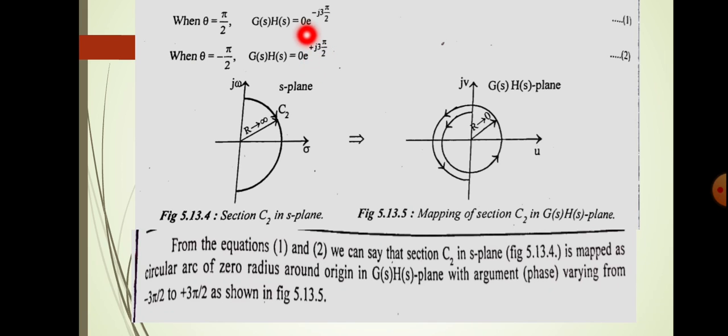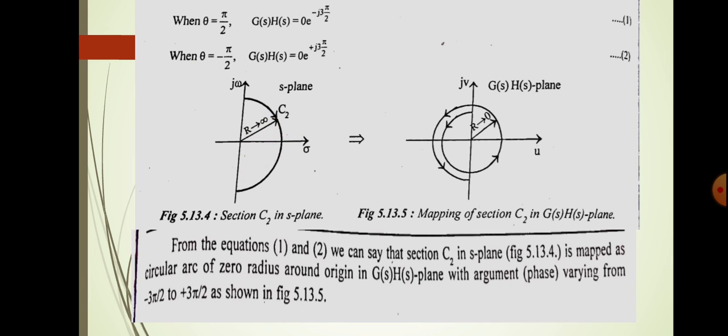And from these two values, you can see that when theta equals pi by 2, the radius of the circle or semicircle will be equal to 0. When theta equals minus pi by 2, the radius of the circle or semicircle will also be equal to 0. We don't know whether it is a semicircle or a circle, but you can see that the argument varies from minus 3 pi by 2 to plus 3 pi by 2. So this is our Nyquist plot in the S-plane, which has infinite radius.